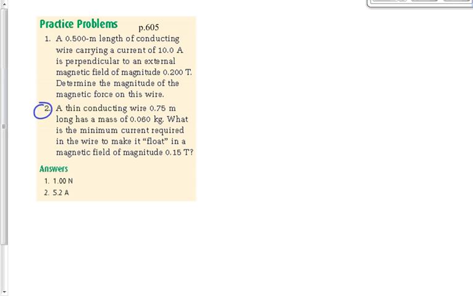What's the minimum current required in the wire to make it float in a magnetic field of magnitude 0.15 Tesla? Forget about finding the minimum current right now. Let's figure out why it would float. What would cause this wire to float? By floating, of course, we mean not going up, not going down. It's just kind of hovering, suspended.